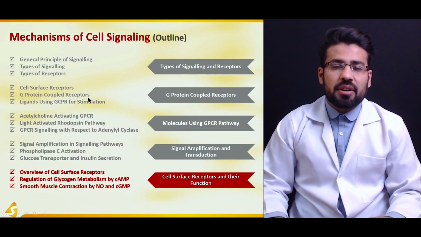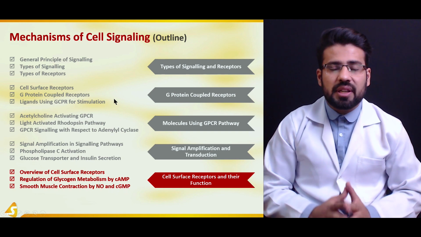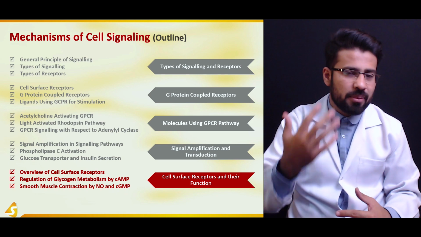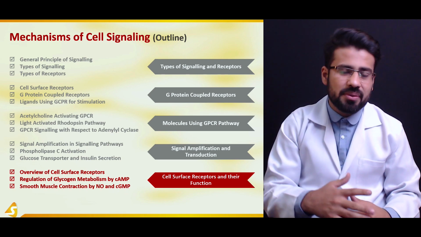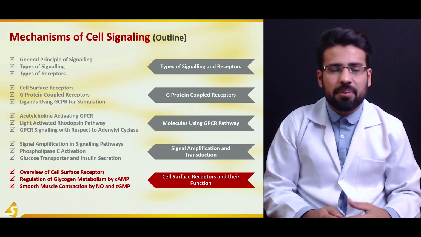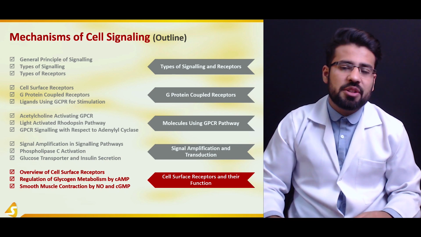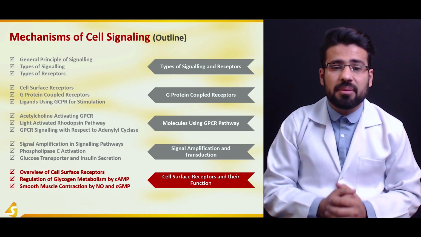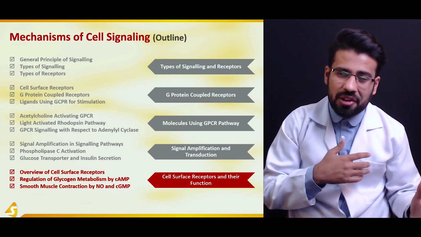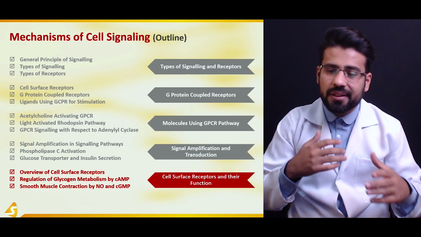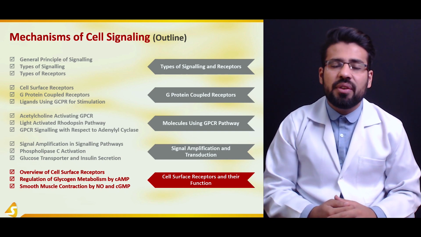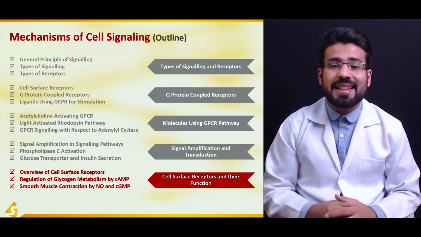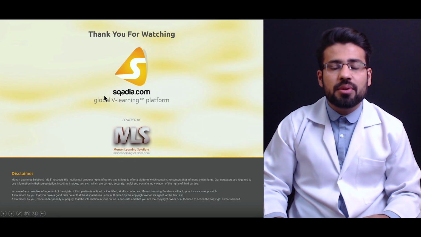So we discussed in this particular section the overview of the cell surface receptors. We discussed receptor tyrosine kinases, hedgehog receptors, WNT receptors, Notch delta receptors. We discussed MAP kinase signaling pathways, RAS MAP kinase pathways as well. This was followed by the discussion of the regulation of the glycogen metabolism by cyclic AMP, how decreased level resulted in the inhibition, increased level resulted in the production. And we then discussed the smooth muscle contraction by the nitric oxide and the cyclic GMP. So that was all for this particular section.